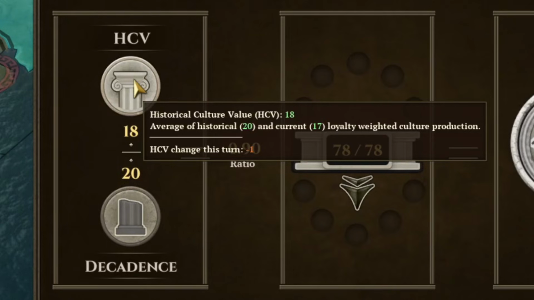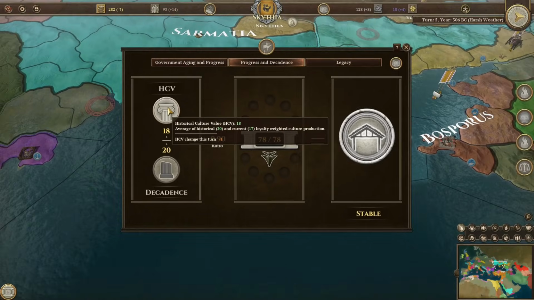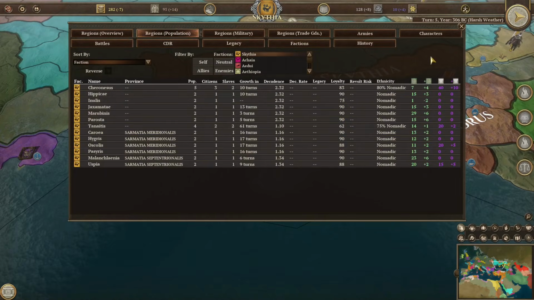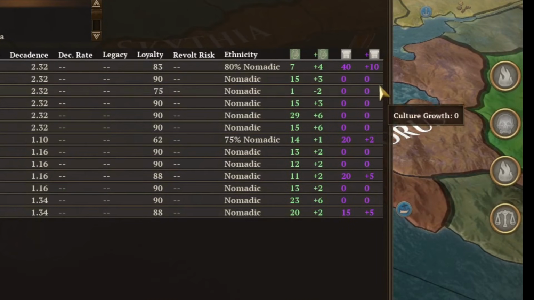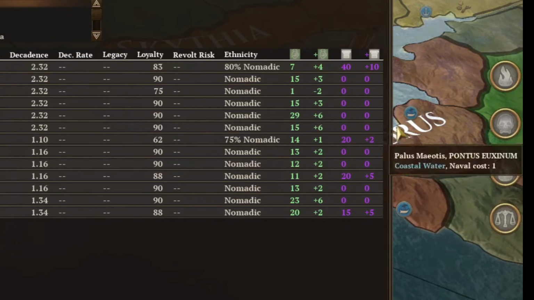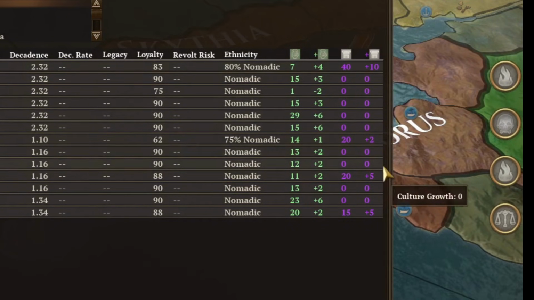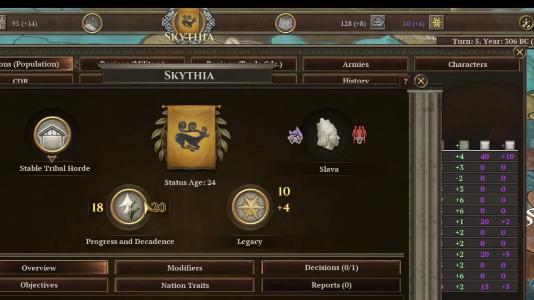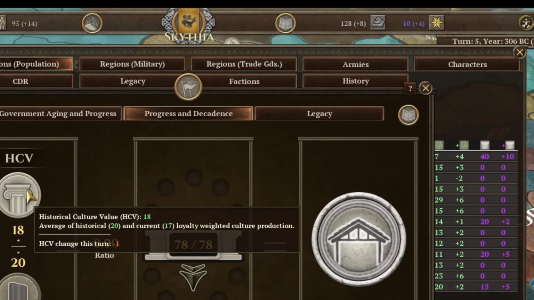So maybe first how the 17 is calculated, because we can see "loyalty weighted." This is suspicious. So let's check our report, go to regions and population. Here you can see the culture production in each of my regions. If we sum all those numbers, we have 22 culture production. And if I go back, you can see that we have 17 here.